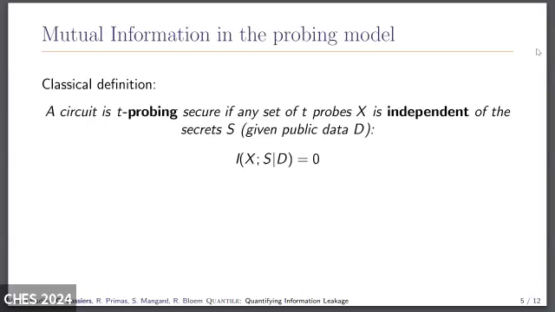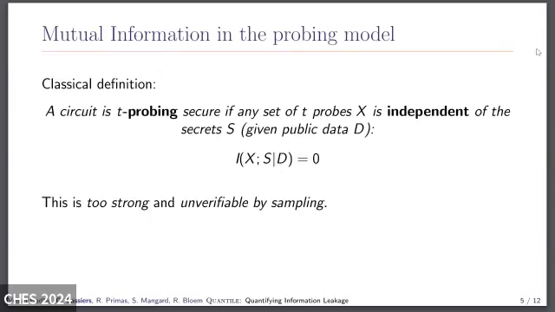Okay, so to bring the classical t-probing model that's often used in tools towards mutual information: the classical definition of t-probing security says that you are t-probing secure if any set of t probes is independent of the secrets. In terms of mutual information, this can be stated as the mutual information between the secret S and the probes X being equal to 0, given some public data like a plaintext. If we go to sampling, this cannot be verified. We cannot have a statistical test that guarantees that some value is 0. We can exclude this hypothesis, but we cannot confirm it, so we cannot prove security under this definition. So we relax a bit and say we'll be happy if the mutual information is below some very low quantity epsilon.